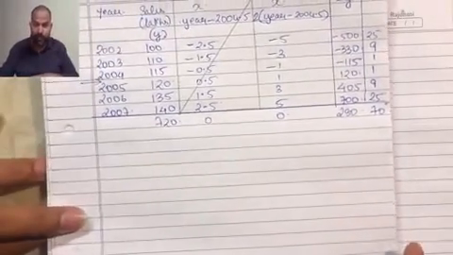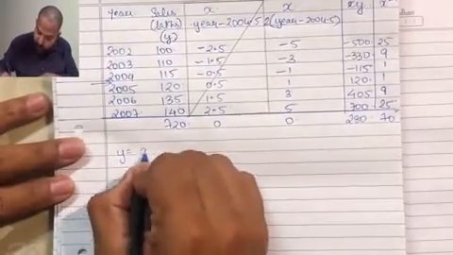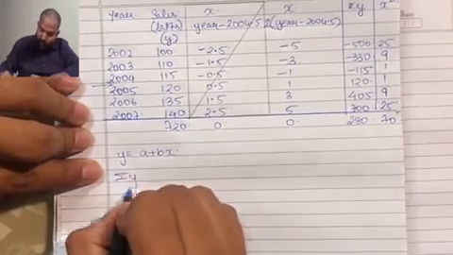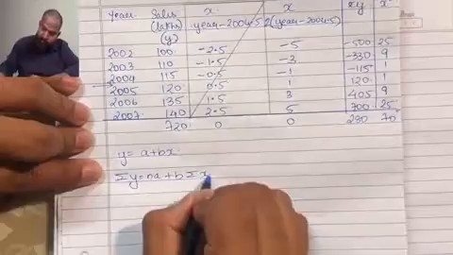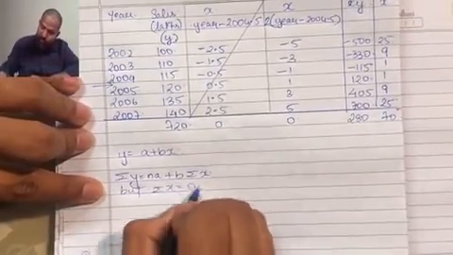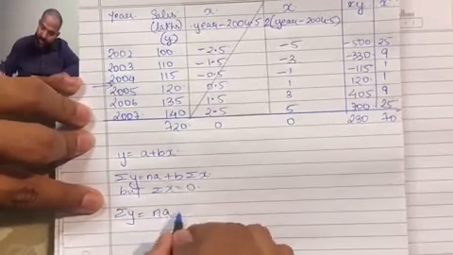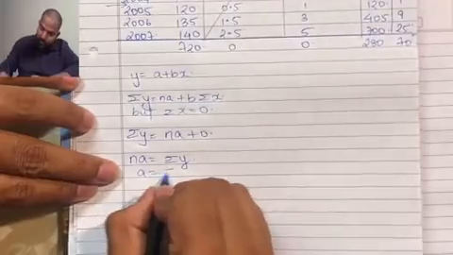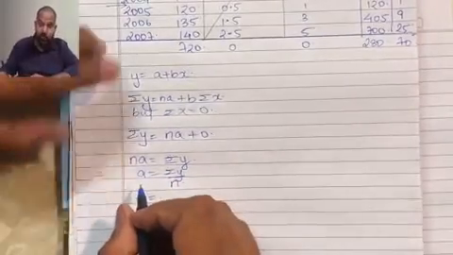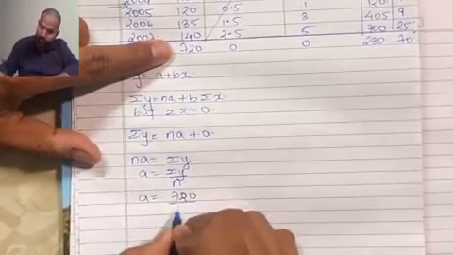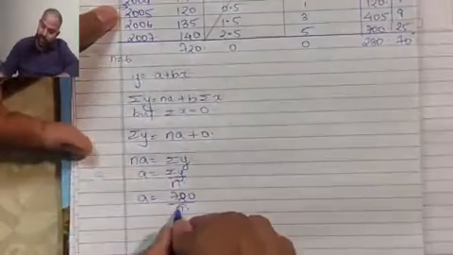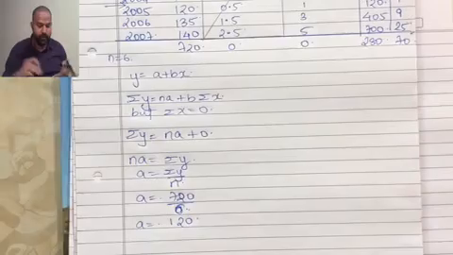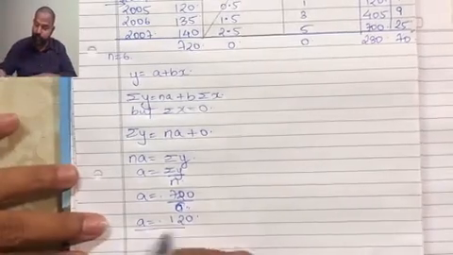What are we going to tell them? Well, we want to find y is equal to a plus bx, using the two formulas. One is sum of y is na plus b sum of x. But sum of x is 0. Since sum of x is 0, sum of y is na plus 0, or na is sum of y, or a is sum of y upon n. Sum of y works out to be 720 divided by n, which I always forget to write. N is equal to 6 readings, so divided by 6. 720 divided by 6 is 120. This is the value of a.